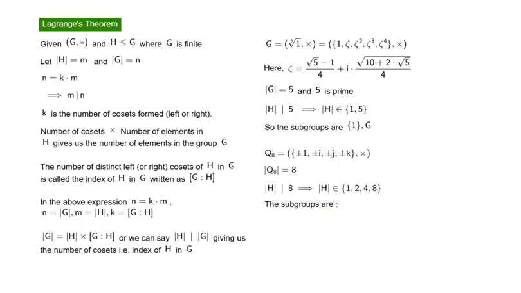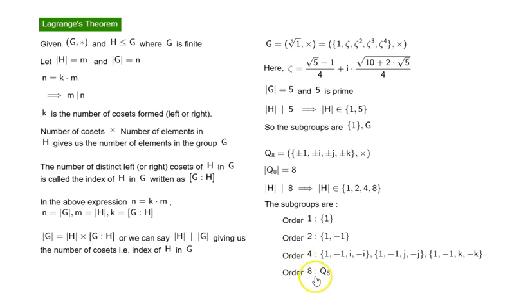So the subgroup of order 1 is the set containing only 1. Order 2 will be the subgroup containing 1 and minus 1. Order 4 is the subgroup containing 1, minus 1, i, minus i. Another subgroup is 1, minus 1, j, minus j. And another subgroup is 1, minus 1, k, minus k. So these are the 3 subgroups of order 4. And finally, order 8 is Q8 itself.